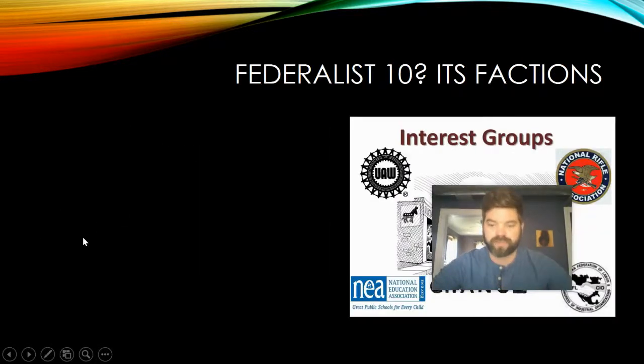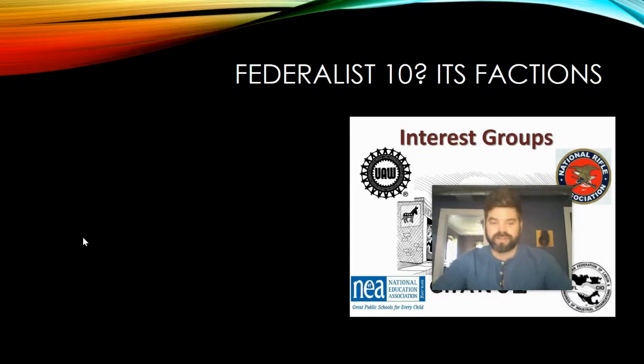Now, I've come up with some ways to remember all the Federalist Papers, because there are several of them and it's hard to remember which is which. So there are going to be some rhymes for each of these. The first one is Federalist 10. It's factions. Federalist 10, faction. So just remember 10, faction. Stupid, right? But hopefully you will remember it.